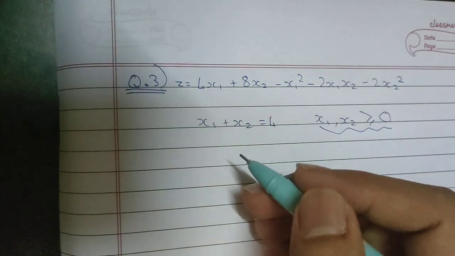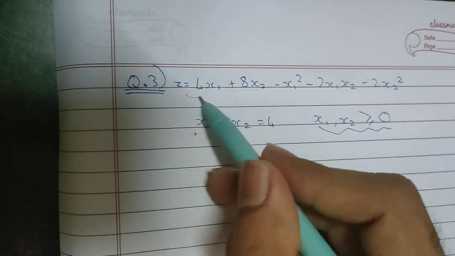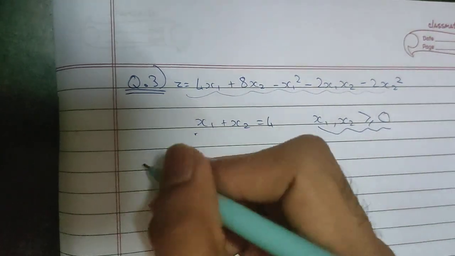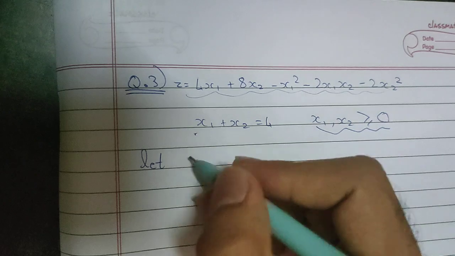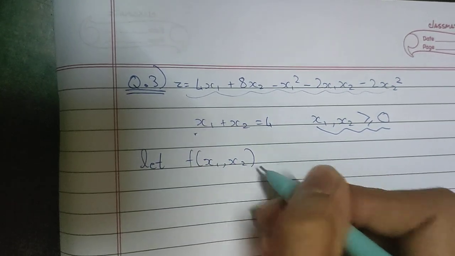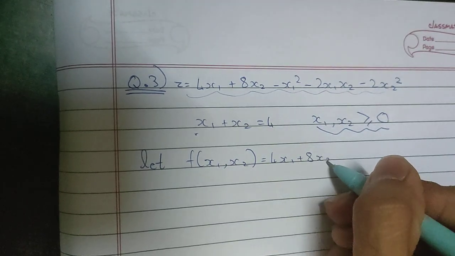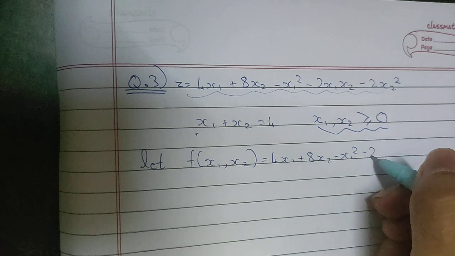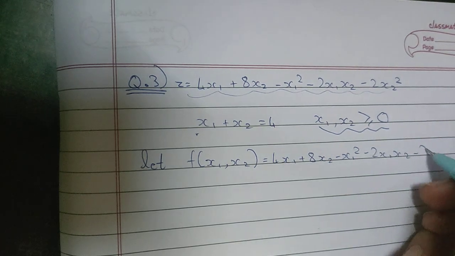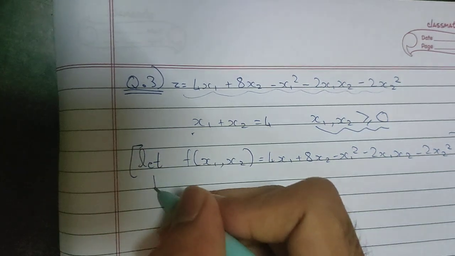Okay, so I guess this is the next question. Now we are given this function that we need to optimize. I'll just write in short for now. Let f of x1, x2, it has only two variables, be equal to 4x1 plus 8x2 minus x1 square minus 2x1 x2 minus 2x2 square. Nice. This is our function to be optimized.